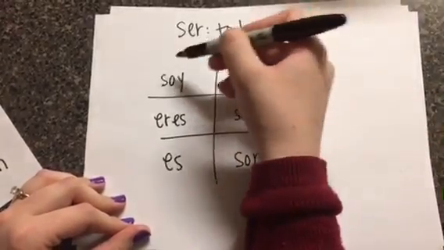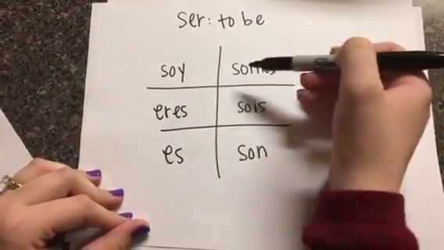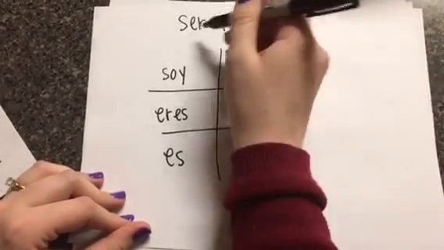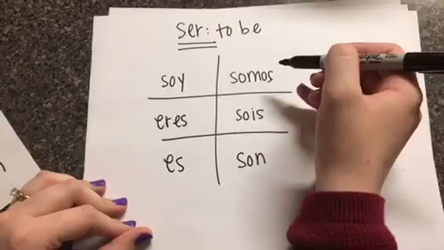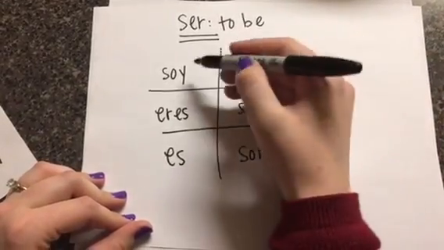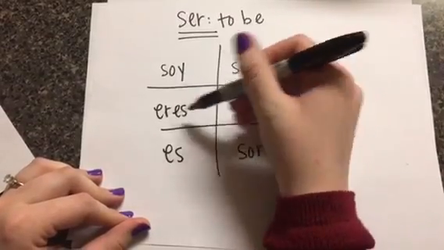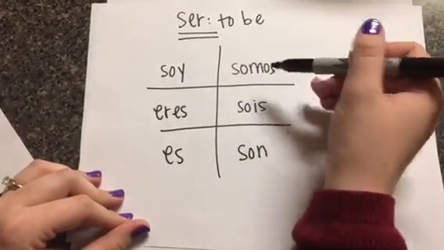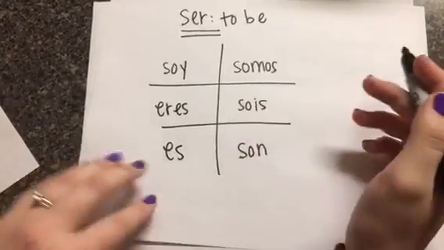Remember, I cannot say yo ser, tú ser, él ser. I have to use what we call conjugations or verb changes. Okay, so I can't say, for example, I be, he be, she be, we be. I have to say I am, he is, you are, we are, they are, etc. Okay, so AR verbs work very similarly.